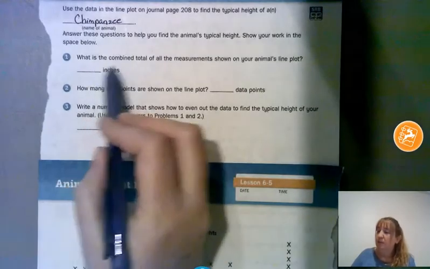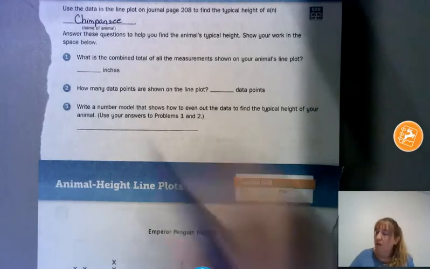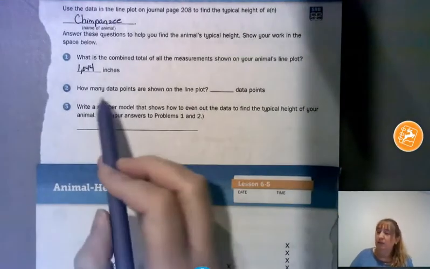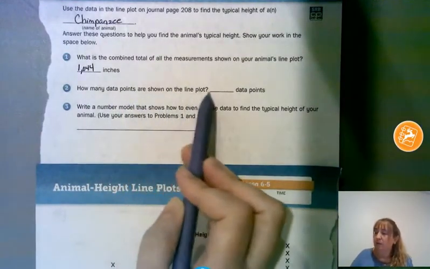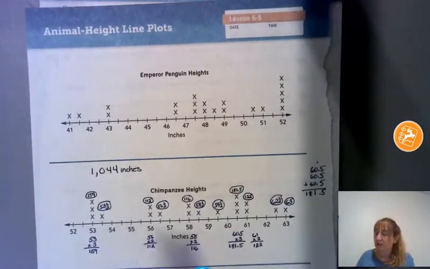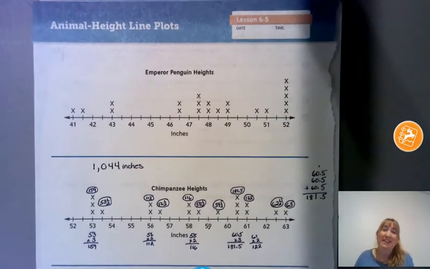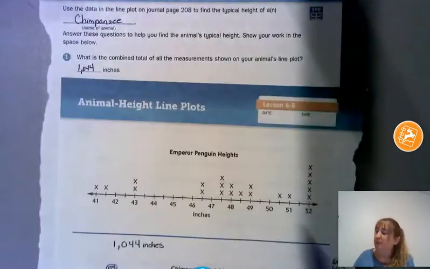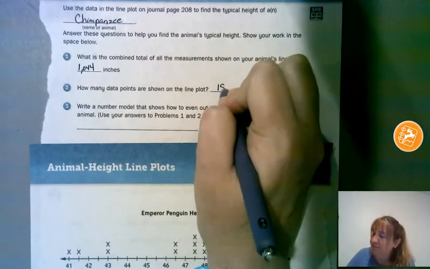So let's look at the next thing we have here. It says, what is the total combined height of all the measurements shown on the line plot? Well, 1,044 inches. Good. So let's look at the next question. It says, how many data points are shown on the line plot? Well, we actually figured that out earlier. Do you remember how many chimpanzees we said we had? Now remember, each chimpanzee is represented by an X. So how many chimpanzees did we have? Yep, we had 18 altogether.